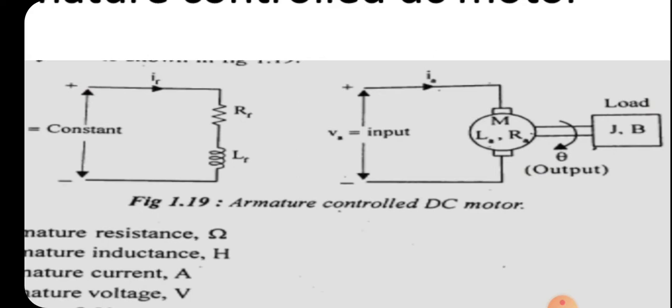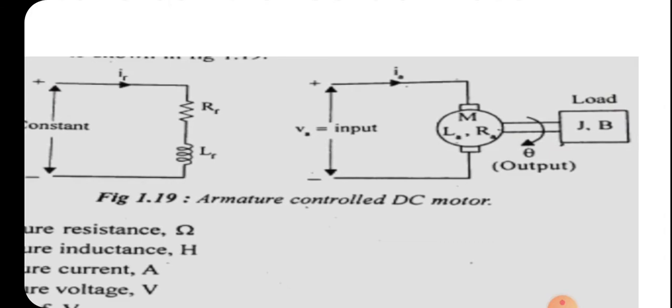The mechanical part consists of the rotating part of the motor. It is shown here, and the motor is represented by M, and its parameters are represented by J and B.